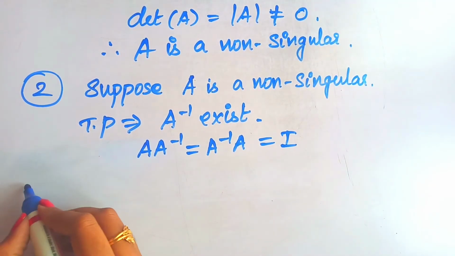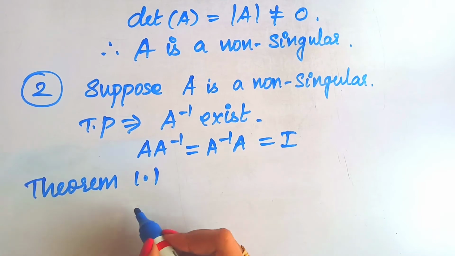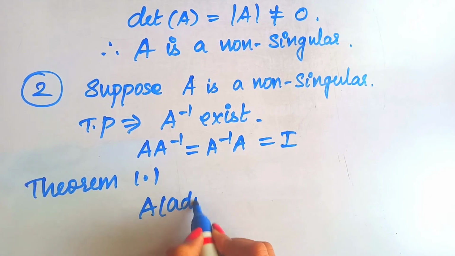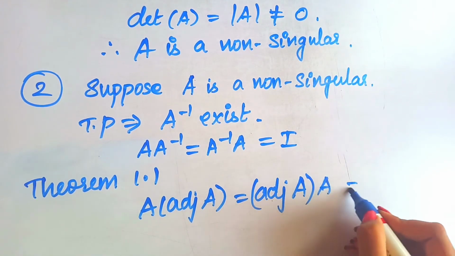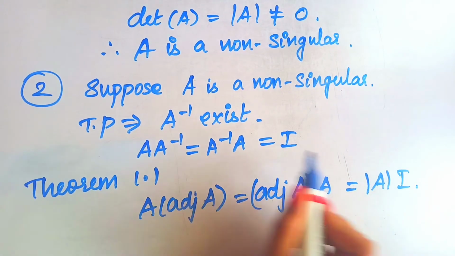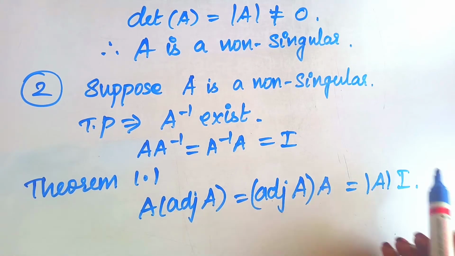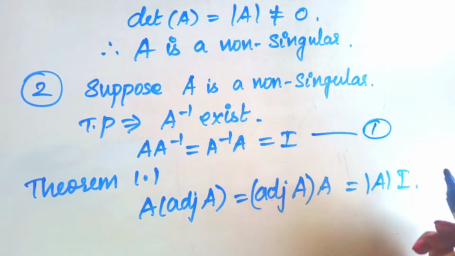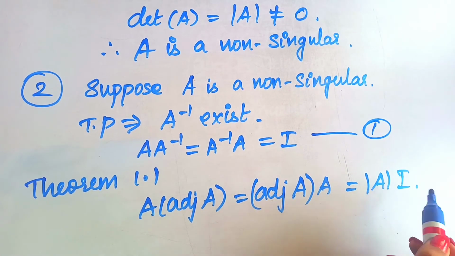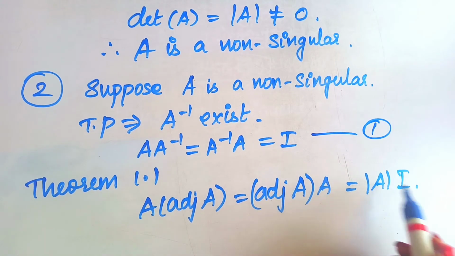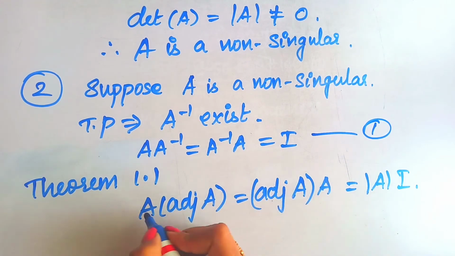For proving this, I am going to take theorem number 1.1. By theorem 1.1 we have A into adjoint A is equal to adjoint A into A, which is equal to determinant of A into I. This is quite similar, right? So let's take this as equation 1. Here there is I, but in this equation we have determinant of A into I, so we have to cancel determinant of A. What we are going to do is divide this whole equation by determinant of A.